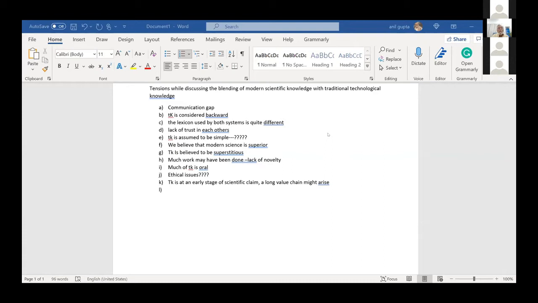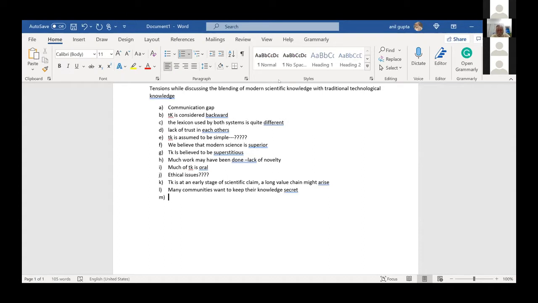I'm trying to see if I missed anything. Anything else? People presenting might still want to keep themselves. Yes, this is an important point. Many communities want to keep their knowledge secret. Yes, that's true. That is certainly true. What else?